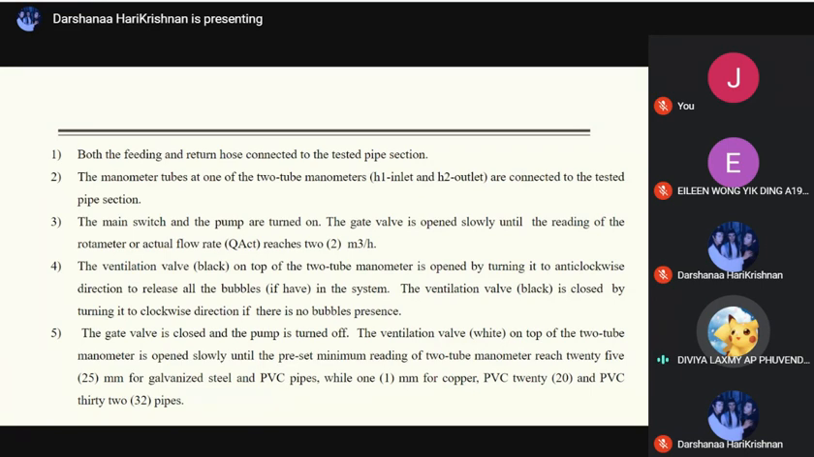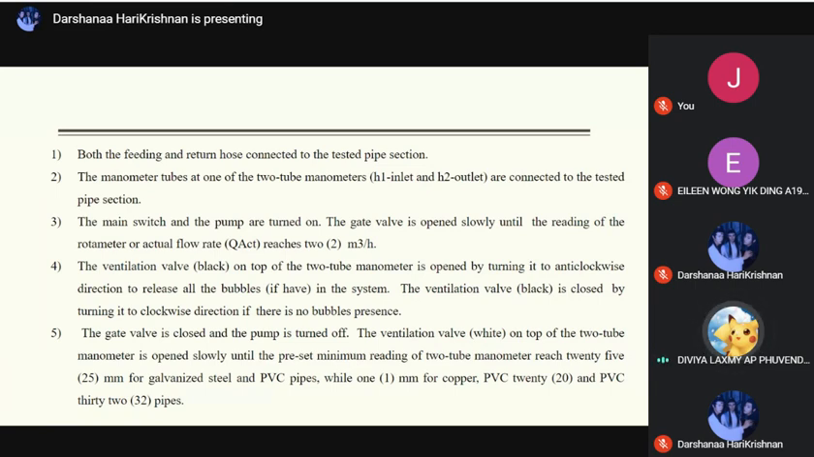The gate valve is opened slowly until the reading of the voltmeter or actual flow meter reaches 2 meter cube per hour. The ventilation valve on the top of the two-tube manometer is opened by turning it anti-clockwise to release all the bubbles in the system.